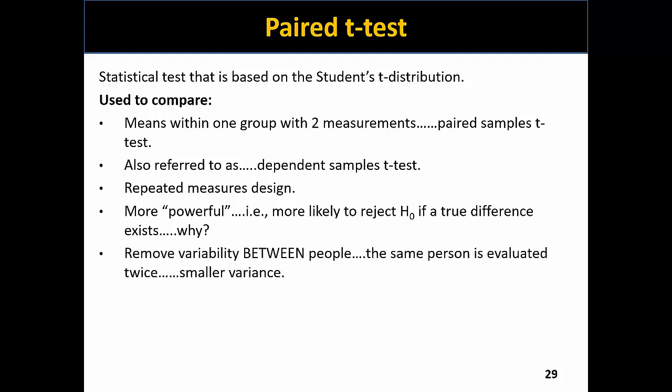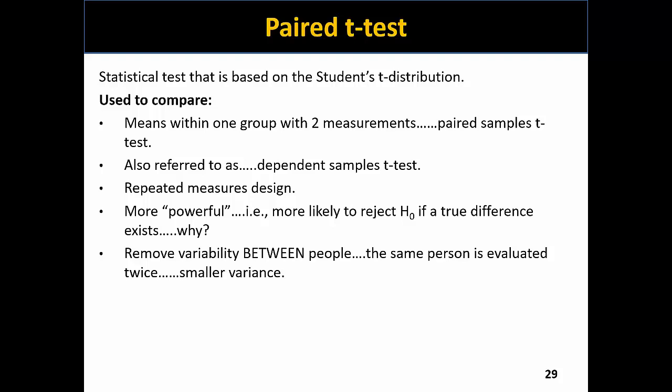The reason for this is because when we compare people to themselves, the variability that inherently exists between people is removed. And so by narrowing the variance in the data, because the other factors that differentiate people from each other are removed, that will more likely produce a tighter distribution on the two different sets of scores and less overlap if a true difference actually exists.